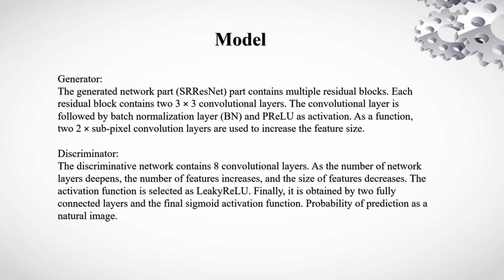And this is the explanation of the generator and discriminator. The generator network contains multiple residual blocks. Each residual block contains 3 by 3 convolutional layers, followed by a batch normalization layer and PReLU as the activation function. Two sub-pixel convolution layers are used to increase the feature size. The discriminator network contains about 8 convolution layers, where the number of features increases and the size of features decreases. The activation function is Leaky ReLU, and finally it ends with two fully connected layers and a final sigmoid activation function.